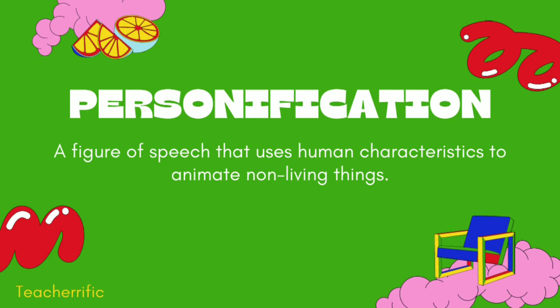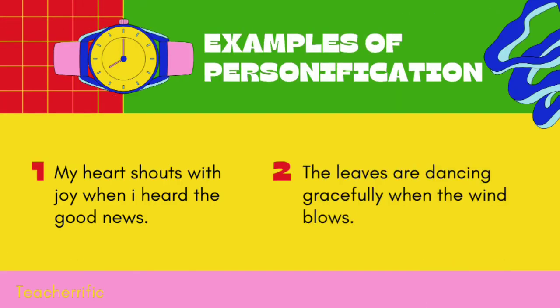Next is personification. Personification is a figure of speech that uses human characteristics to animate non-living things. Let us look at these examples of personification. Number 1. My heart shouts with joy when I heard the good news. In this sentence, the human characteristic given to the heart is shouts, which only means that you are very happy.